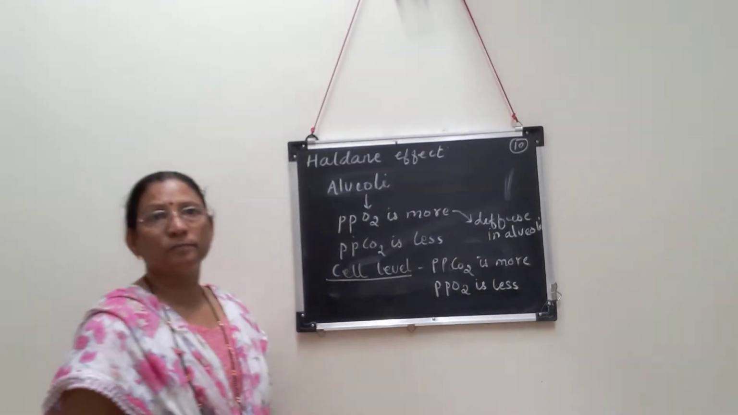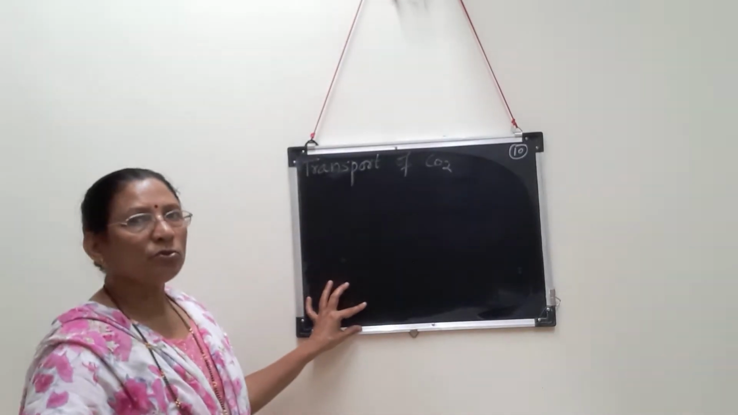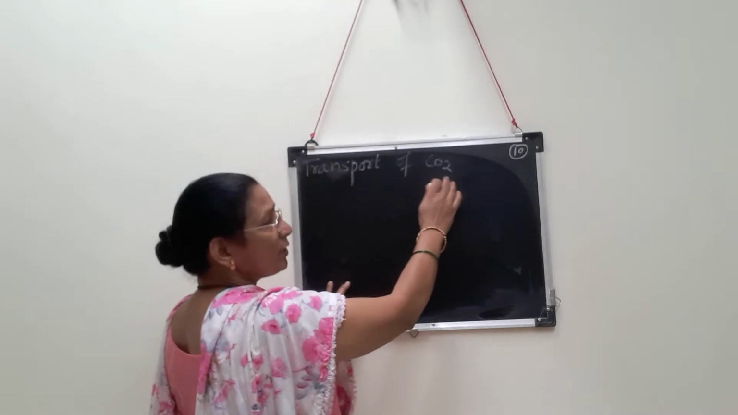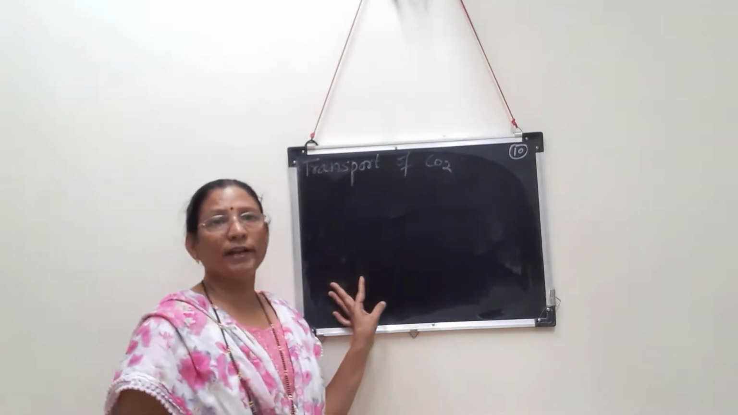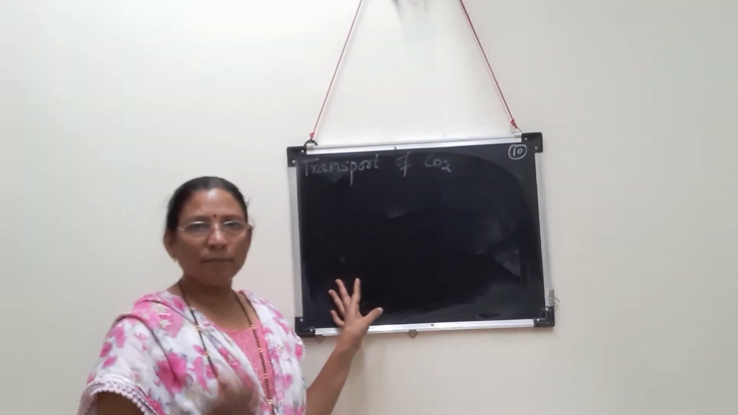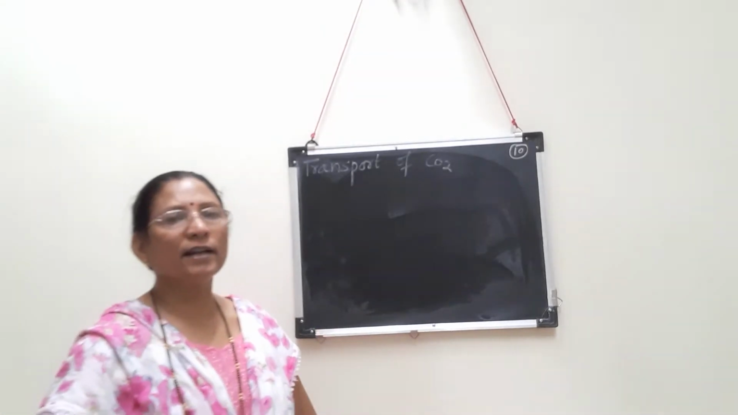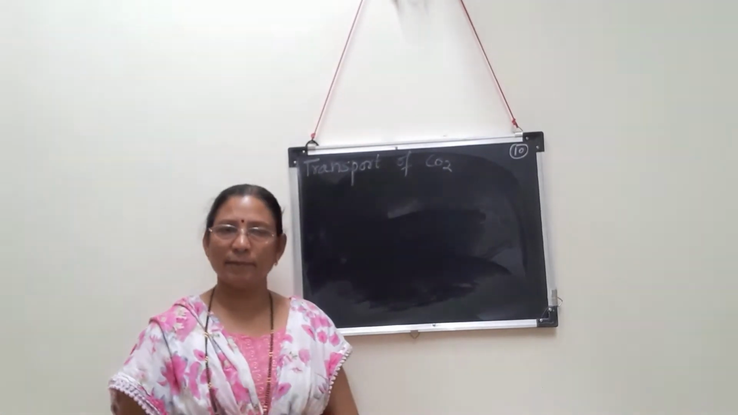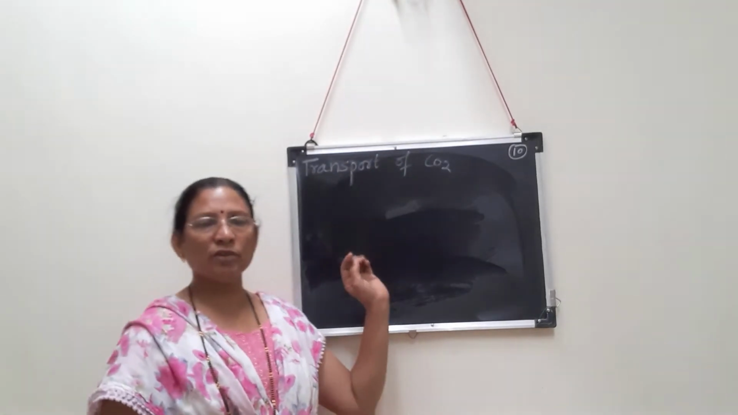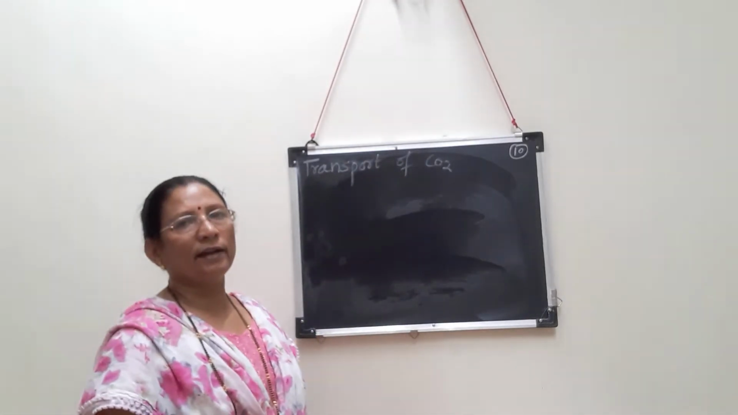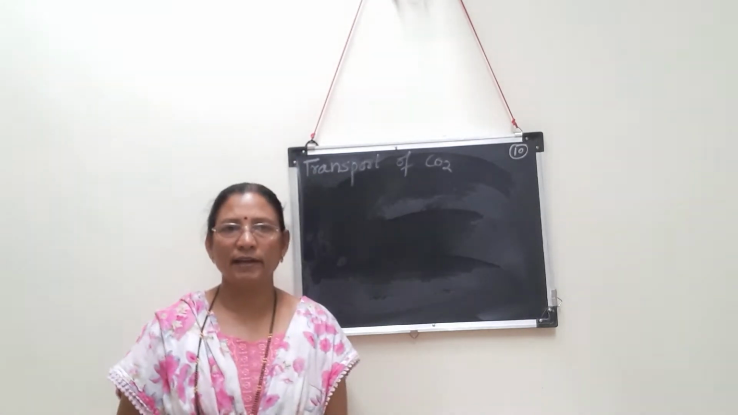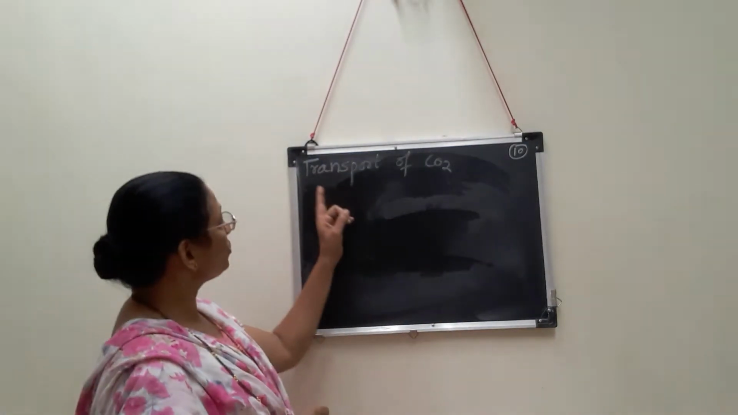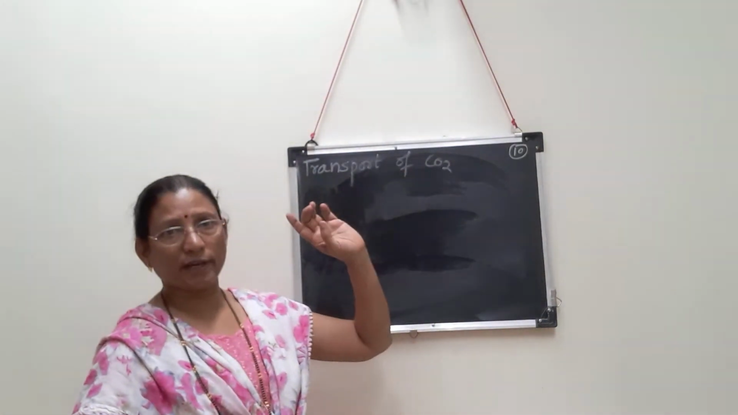After this, we are going to study the transport of CO2, that is the second part of internal respiration. In the previous lecture, we have seen that internal respiration involved two stages, that is transport of oxygen and transport of carbon dioxide. Transport of oxygen we have already studied, and under that we studied Bohr's effect and Haldane effect. Now we are going to study transport of carbon dioxide.